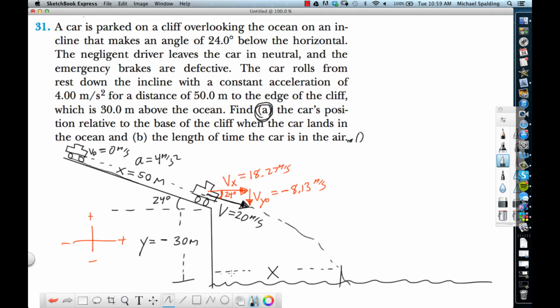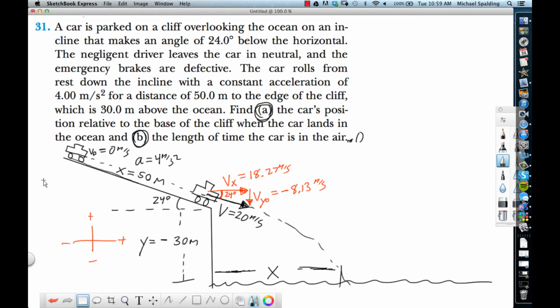That's x, right? A wants this horizontal displacement. B wants the time in the air. You guys want to know something? You got to do B before A. Dude, how many of you noticed that? You have to do B. I suppose it's possible to do A first, but it's much easier to find time and then find horizontal displacement. So I'm going to do part B first, then part A.